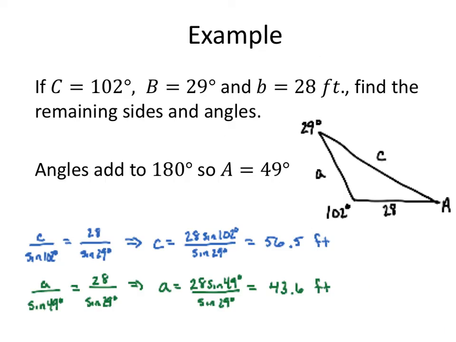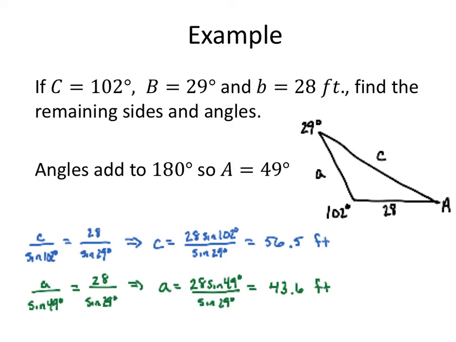Okay, so let's solve a triangle. And by solving a triangle, it means we want to find the measures of all angles and all sides. We're given that angle C has a measure of 102 degrees, angle B has a measure of 29 degrees, and side b has a measure of 28 feet. Given angles of 102 degrees and 29 degrees, we know the three angles add to 180, therefore A must be 49 degrees. Let's get the easiest part out of the way before we start working a little harder.